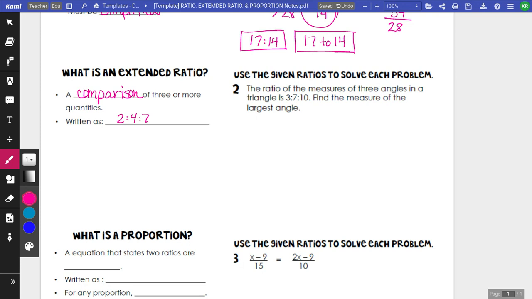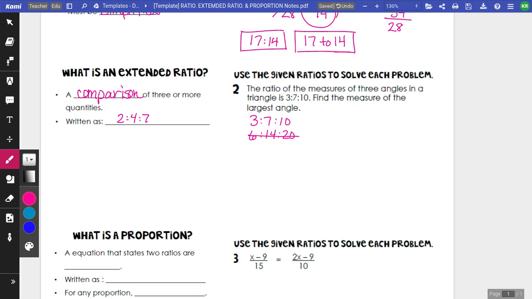Okay, here's an example. The ratio of the measures of 3 angles in a triangle is 3 to 7 to 10. Find the measure of the largest angle. Okay, so it's this pattern of 3 to 7 to 10. If I multiply that by 2 and made it 6 to 14 to 20, those 3 items are the same ratio. I just multiplied by 2. If you would reduce down 6, 14, and 20, take a 2 out of all of them, it would take you back to 3, 7, and 10.